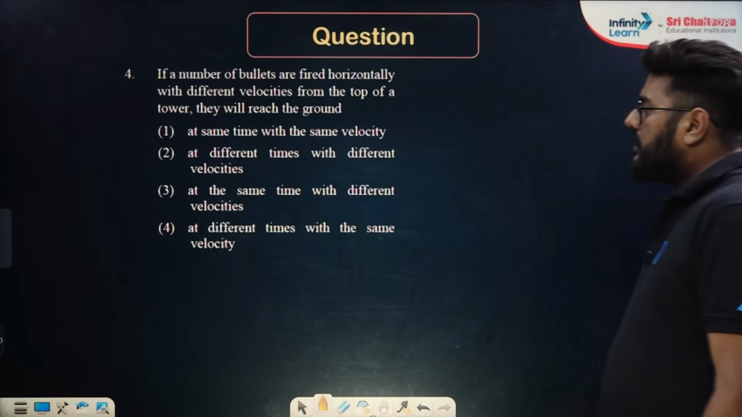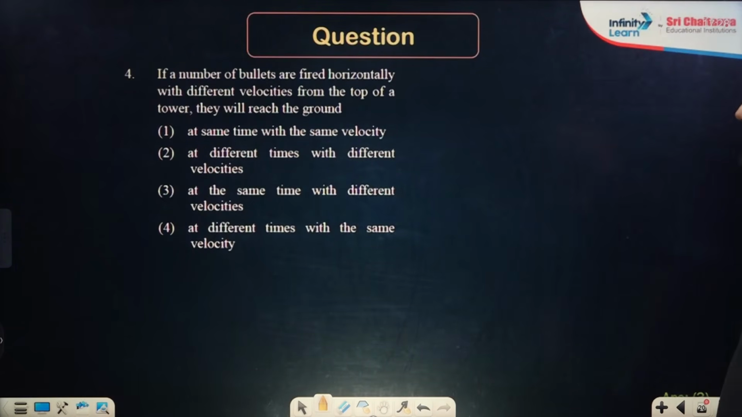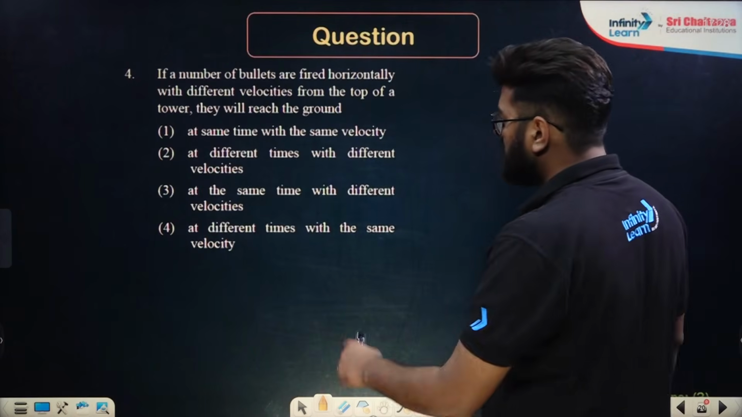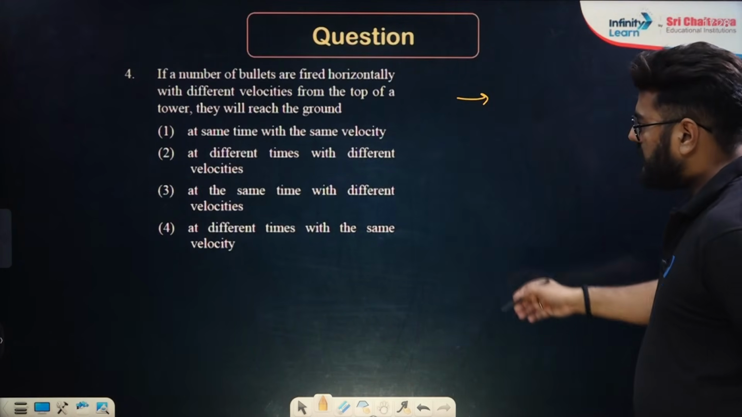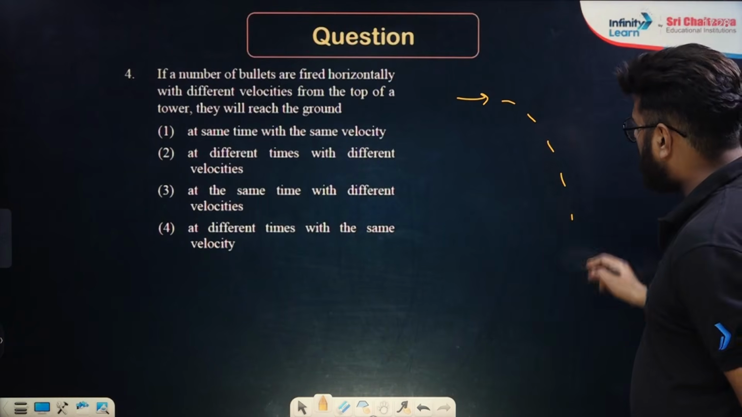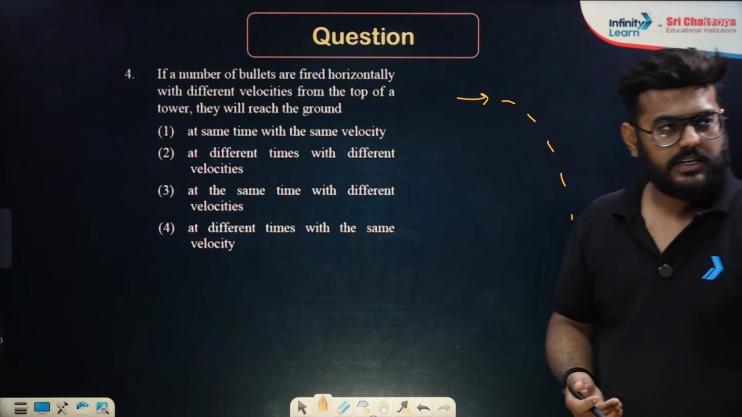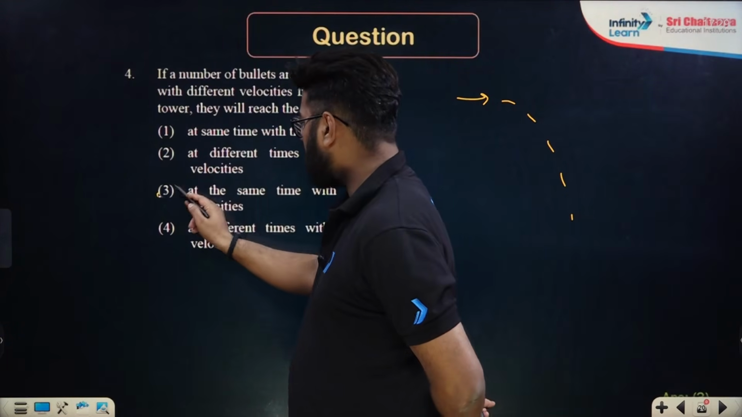Okay. If a number of bullets are fired horizontally with different velocities from the top of a tower, they will reach the ground. So if they are fired horizontally, then obviously they will reach the ground in the same time, but will have different velocities at the bottom. Okay, at the same time with different velocities.